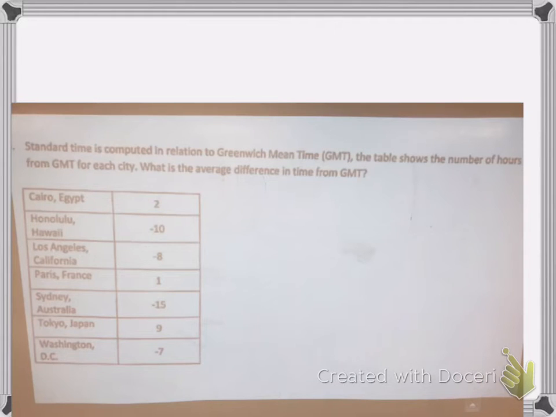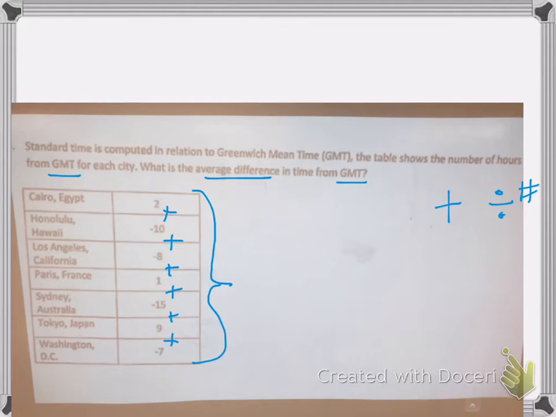Now we've got this one. It says standard time is computed in relation to Greenwich Mean Time, or GMT. The table shows the number of hours from GMT for each city. What is the average difference in time from GMT? So we're trying to find the average. Remember, to find the average, you add up all the numbers that you have, and then we divide by the number of numbers you added up. So I've got 1, 2, 3, 4, 5, 6, 7 numbers that we're adding. So we're going to end up dividing by 7.